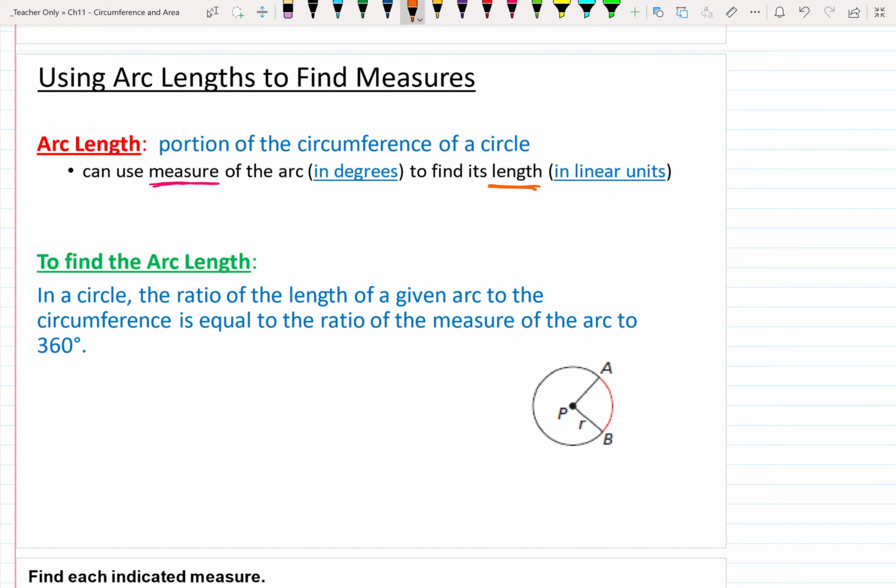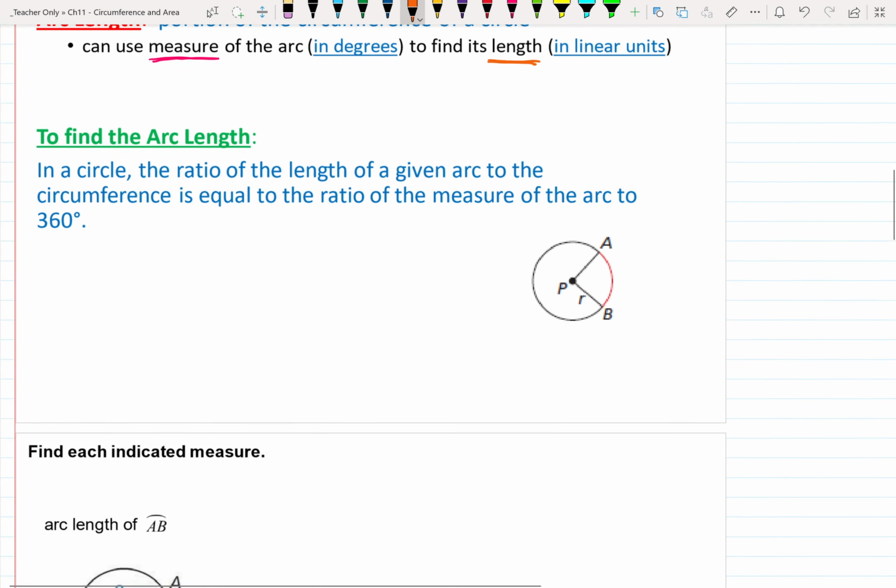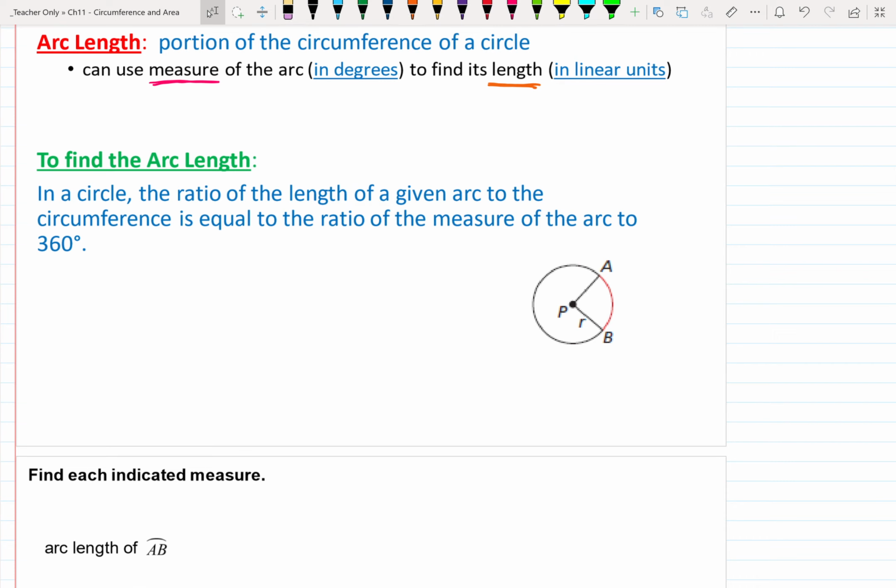So this could be inches, feet, centimeters. Any of the units that we've used for length can apply here when we're finding the length of the arc. So we can find the measure of the arc, or we can find the length. So it's important to see what the question is asking you to do.